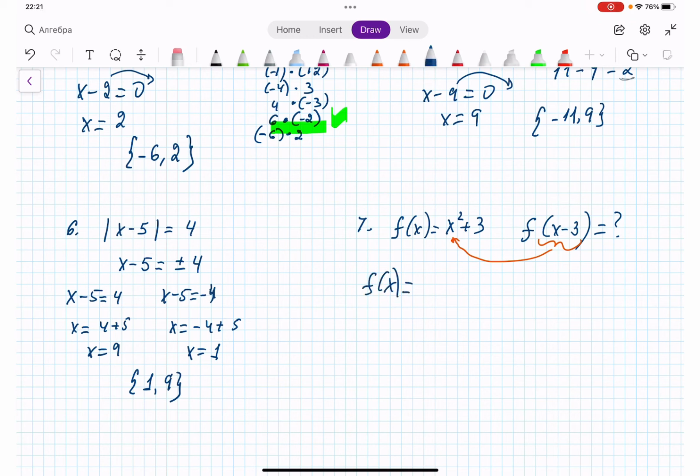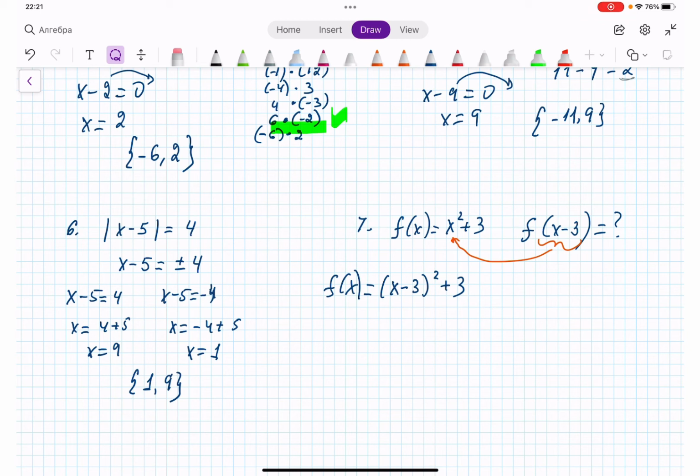So x squared is going to be x minus 3 squared, plus 3. So x minus 3 squared, you can open two ways. Use the formula, or you can multiply twice. I'm going to show both ways. Whichever way you like, you can use that method. So let me write it down here also.